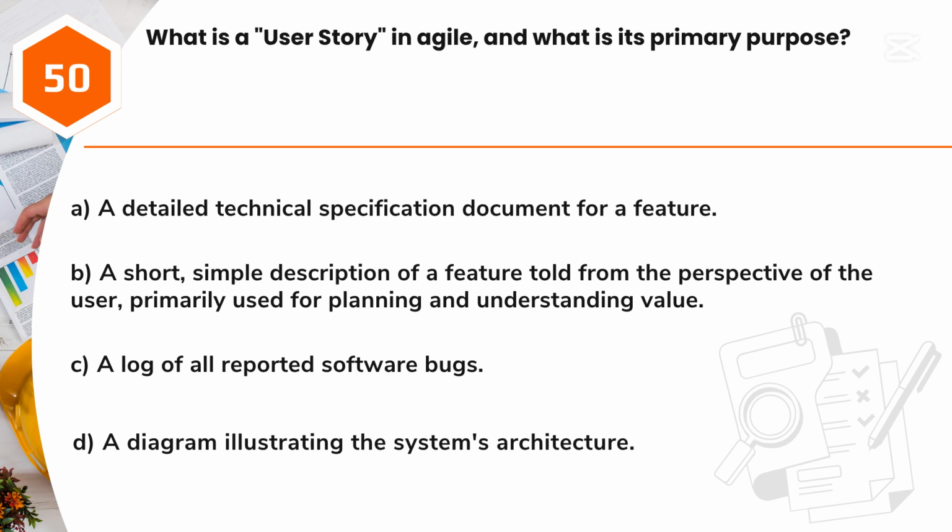Question 50. What is a user story in Agile, and what is its primary purpose? A. A detailed technical specification document for a feature. B. A short, simple description of a feature told from the perspective of the user, primarily used for planning and understanding value. C. A log of all reported software bugs. D. A diagram illustrating the system's architecture.